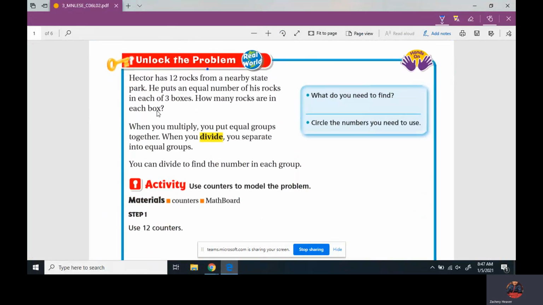So the problem says Hector has 12 rocks. Hector has 12 rocks from a nearby state park. He puts an equal number of his rocks in 3 boxes. How many rocks are in each box? First off, we have to find how many rocks are in each box.